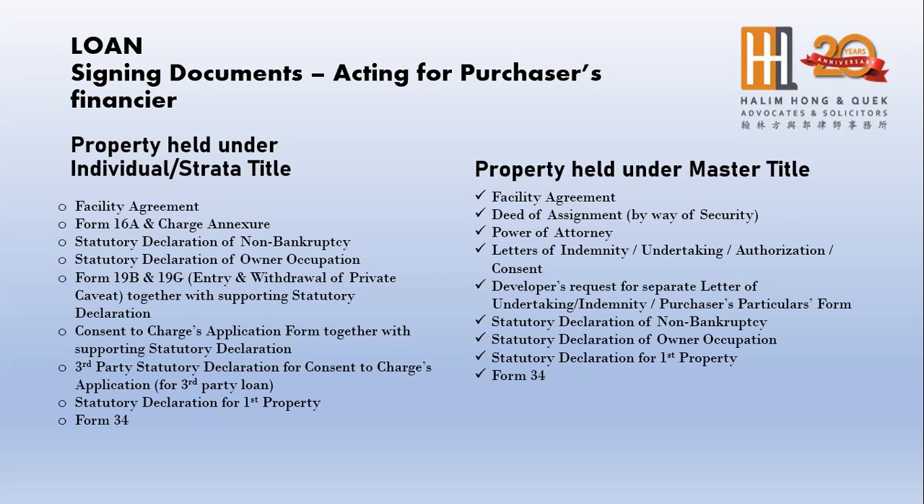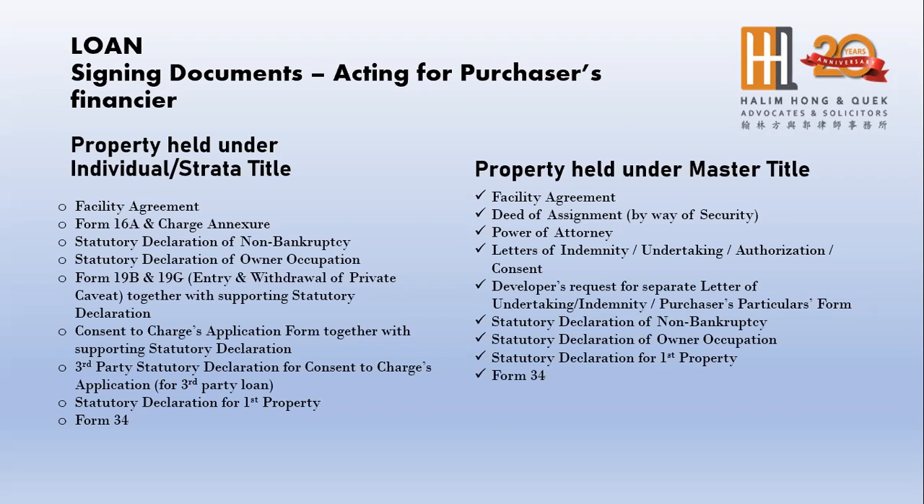For property held under individual or strata title, usually the documents that need to be prepared are the facility agreement, 16A, statutory declaration for non-bankruptcy, owner occupation, entry and withdrawal of caveat, and consent to charge. So once again, you have to check the land search. And third party statutory declaration for consent to charge, and SD for first property if relevant, and Form 34 if the purchaser is a company.